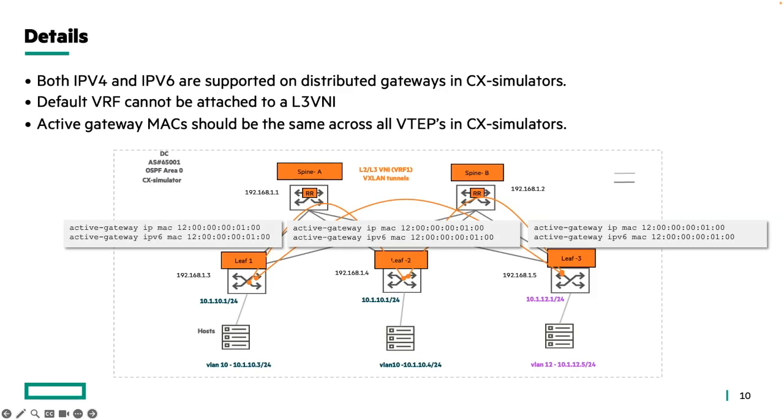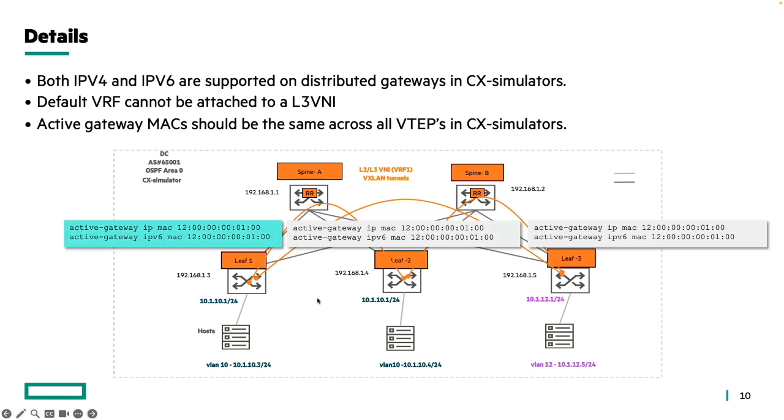Let's look at the details and caveats. So the Symmetric IRB on the CX simulator supports both IPv4 and IPv6 on distributed gateways. One important thing to note here is that default VRFs cannot be attached to a L3 VNI, so it always has to be a user created VRF. Here I am using VRF1 that is attached to my L3 VNI. And to my L2 VNI, I'll be attaching the corresponding VLANs that I'll be creating on each of the VTEPs.